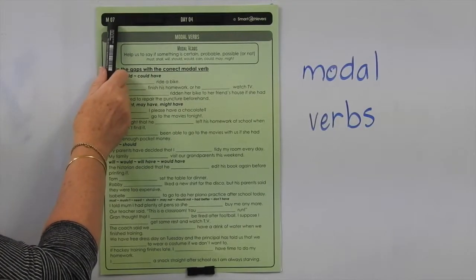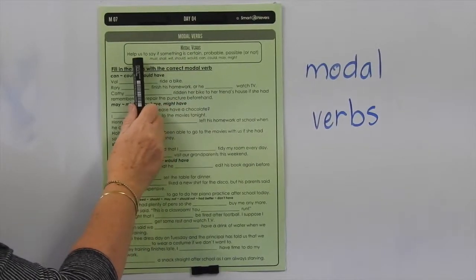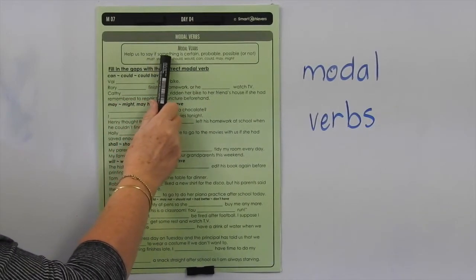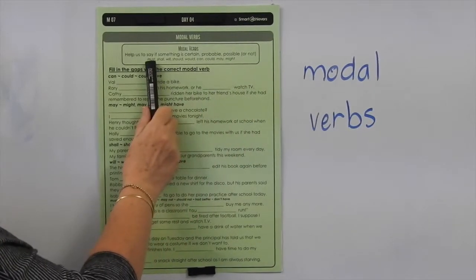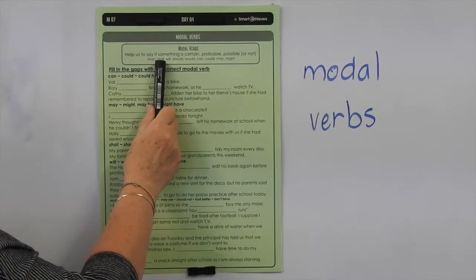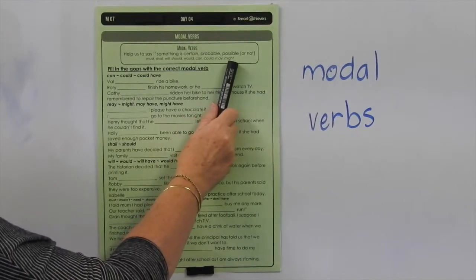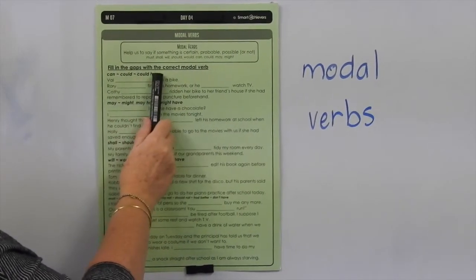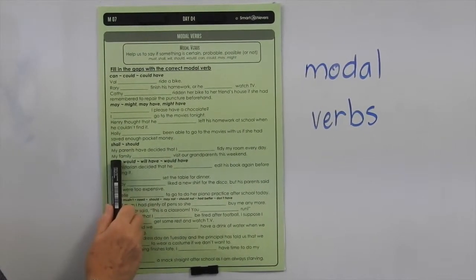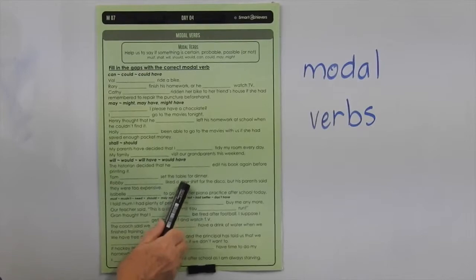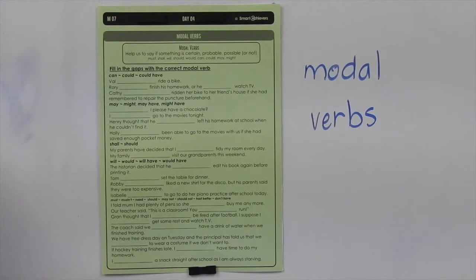Level M, list 7, we're doing the day 4 page on modal verbs. And what is a modal verb? They help us to say if something is certain, probable, possible or not. And such words could be must, shall, will, should, would, can, could, may, might. So I've put some modal verbs in here in the bold print, and you have to choose which word fits best in each sentence. So you're going to have to work out the degree of certainty that is needed.